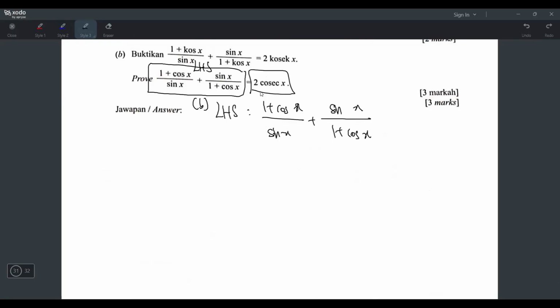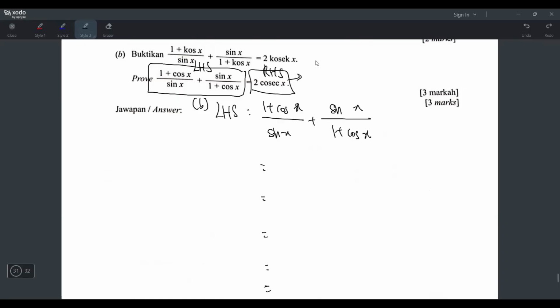Okay, so I'm trying to prove that this left hand side, later I will change, and I'll try my best to change until this whole thing becomes 2 cosec x. That's when I have successfully proven it. Even though I start from the left hand side, my eyes are looking at the right hand side also, because this is my goal. This is what I want. So I'm looking at it also.